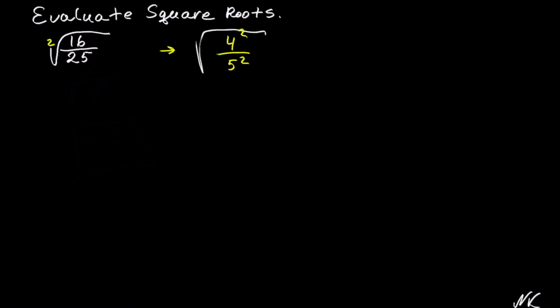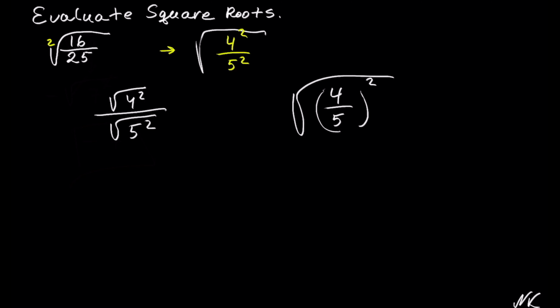From here we can finish this problem in two ways. One way is to separate the radical at division and have square root of 4 to the second out of square root of 5 to the second, or rewrite 4 to the second out of 5 to the second as 4 out of 5 to the second power, and we have a radical of that. Either way is a legitimate way of proceeding from here.